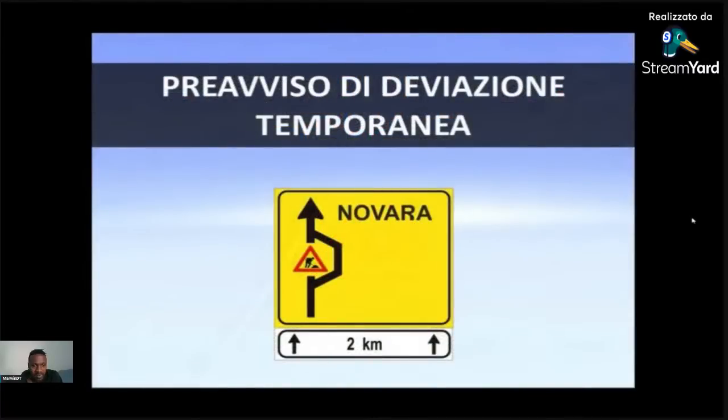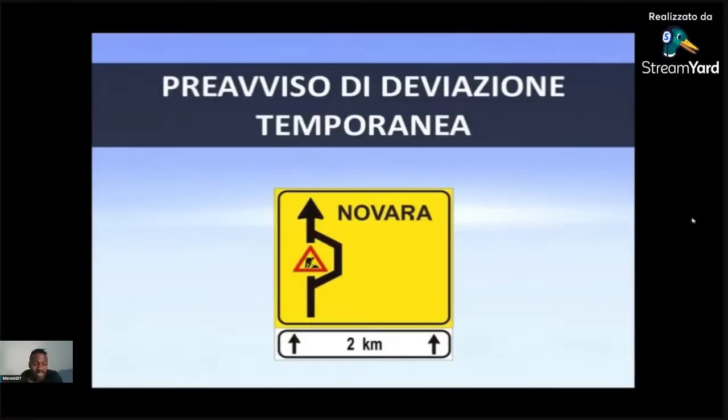Preavviso di deviazione temporanea, which is alerting us of a temporary diversion. Temporary diversion, okay? Meaning you cannot proceed straight because they are working on the road. So the diversion is 2 kilometers long. The length of the diversion is 2 kilometers.